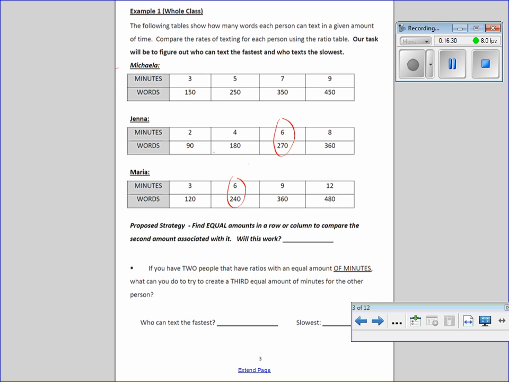Chris. Since, wait, never mind. I was looking at the wrong one. Did I lose you guys? Remember I told you this was going to be elite. Come on, you can create a 6. We've done it. What can we use from Michaela to create a 6?